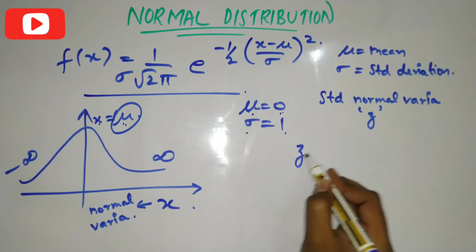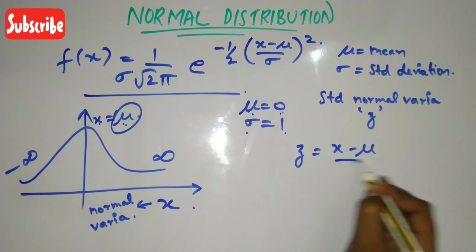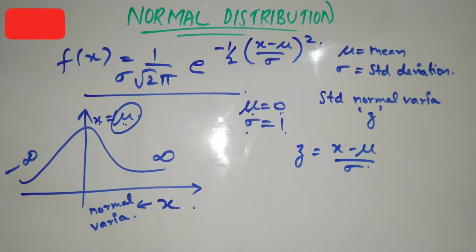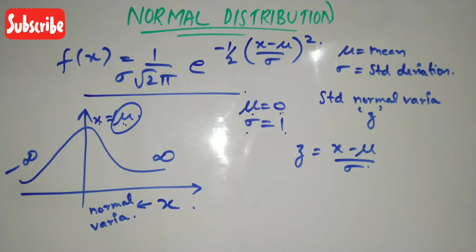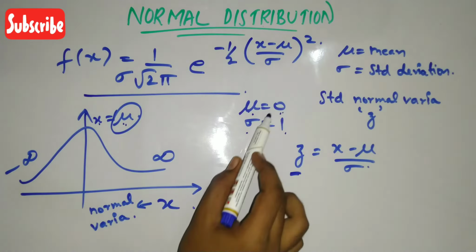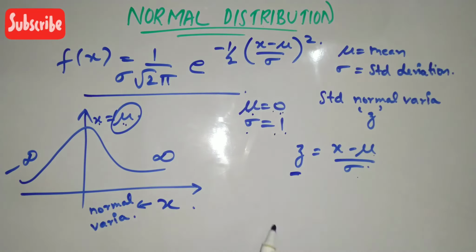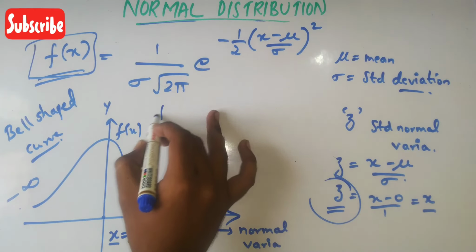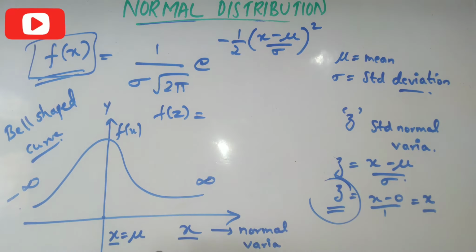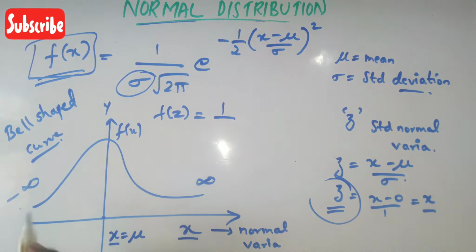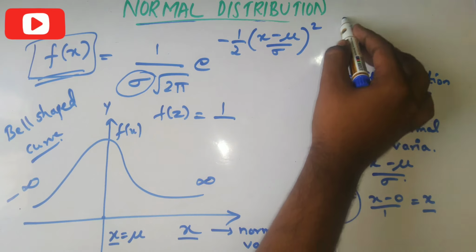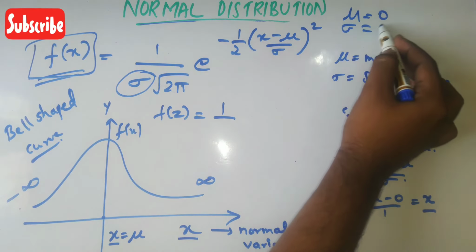So z is given as x minus mu by sigma, where sigma is standard deviation and mu is mean. Now here z will be what? Standard normal variate. Suppose if I place 0 here and 1 here, z will become x. That is f of z, which is equal to 1 by, now see here, sigma is what? 1. We have assumed mu is equal to 0 and sigma is equal to 1.